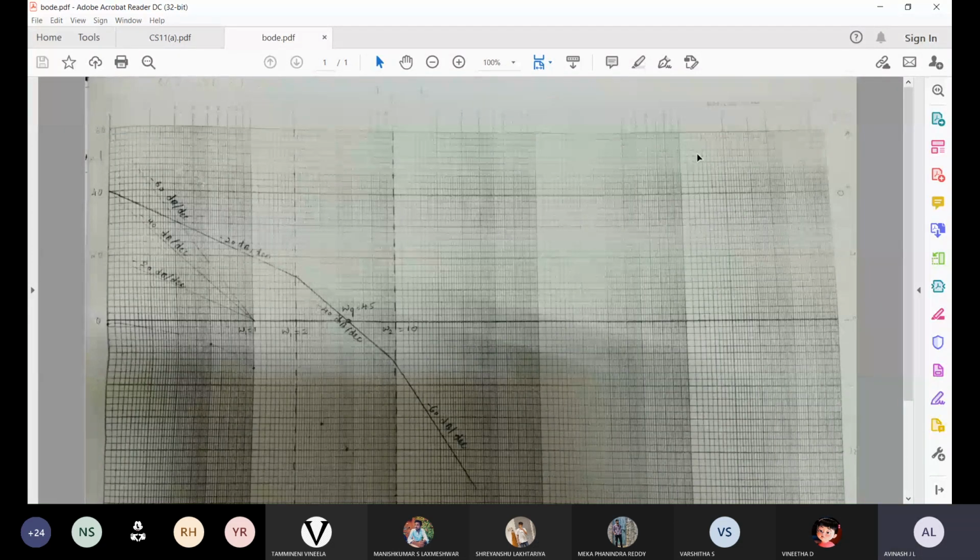So are you familiar with semi-log sheets before, earlier to this one? Are you familiar or not?